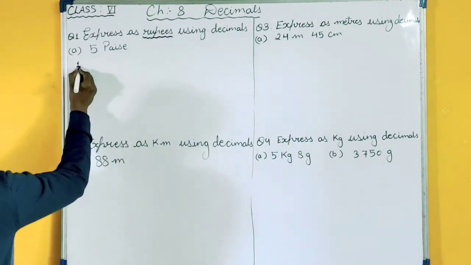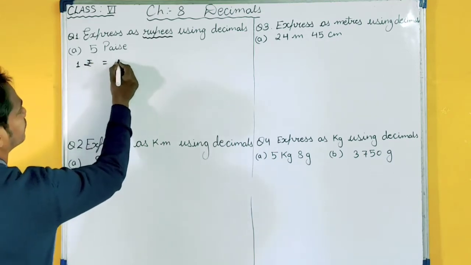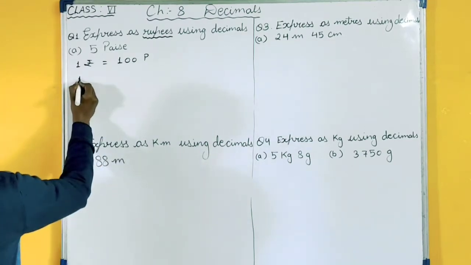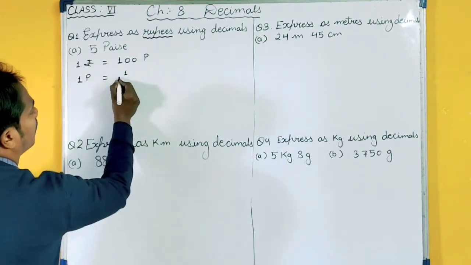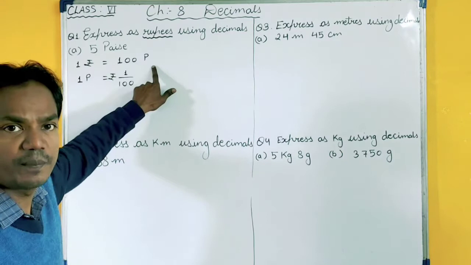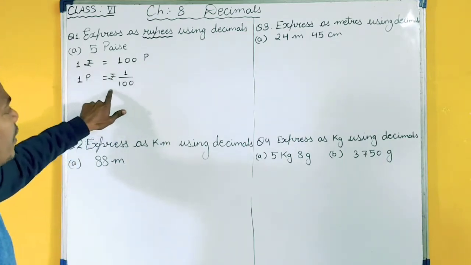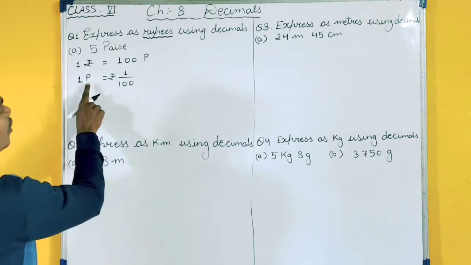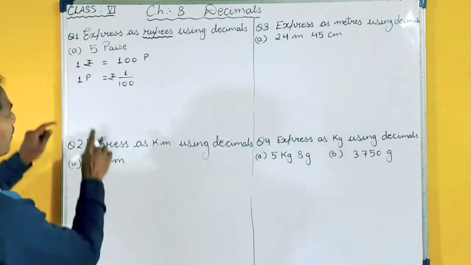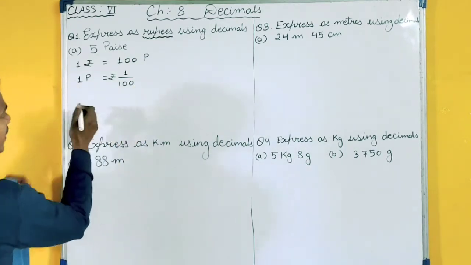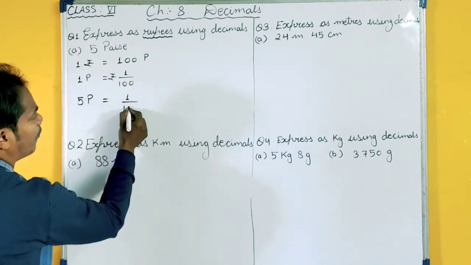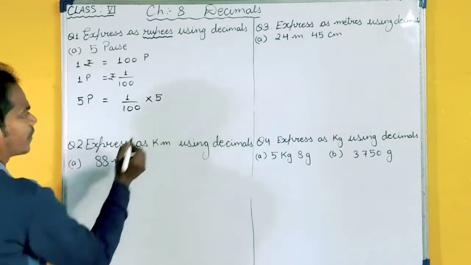You know that in 1 rupee there are 100 paisa. Same way, 1 paisa is equal to 1 upon 100 rupee. So what you have to convert? You have to convert your paisa into rupees. In the question it is given 5 paisa. 1 paisa is equal to rupees 1 upon 100. Therefore 5 paisa is equal to 1 upon 100 multiplied by 5.